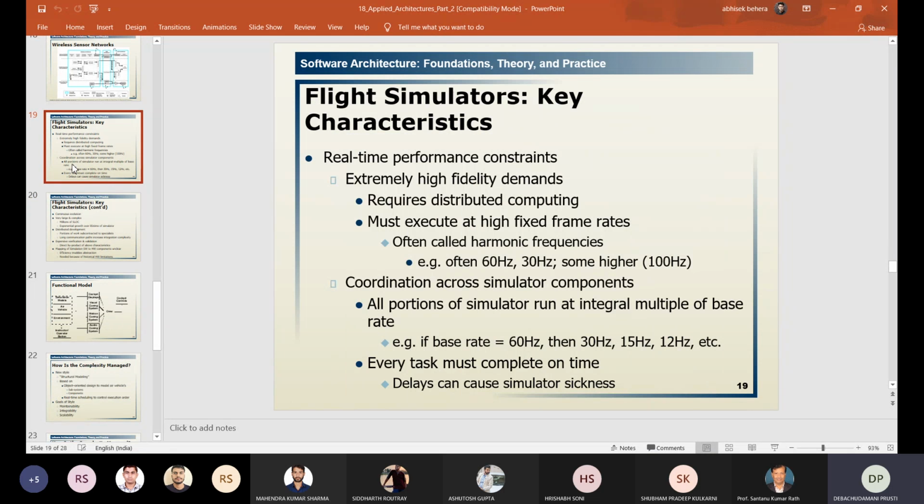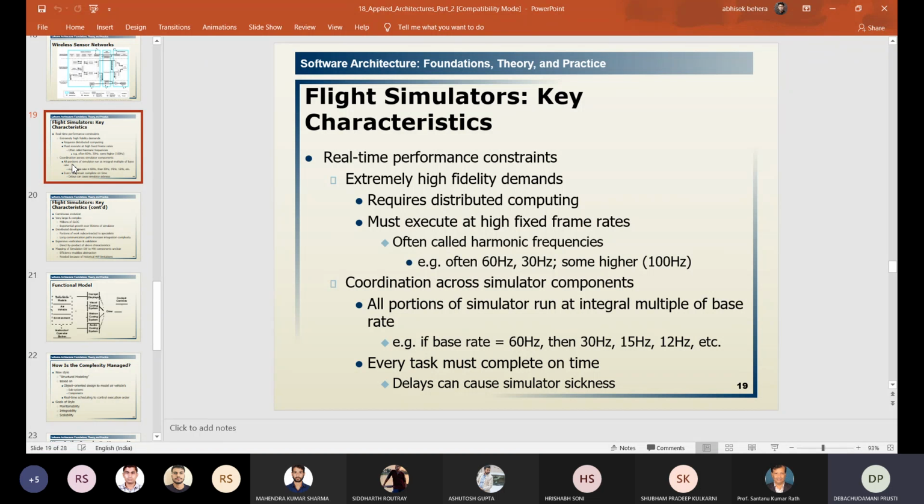Now, flight simulators. Another key characteristic with flight simulation. This is an applied architecture with flight simulations. Flight simulation means that before actually flying, this allows the flights to go through your computational model or through the simulation technique. That is the flight simulator. What are the key characteristics? Real-time performance constraints. It has extremely high fidelity demands since it is highly trusted.